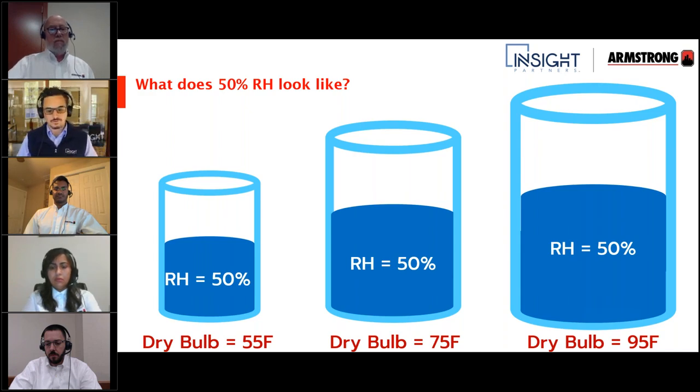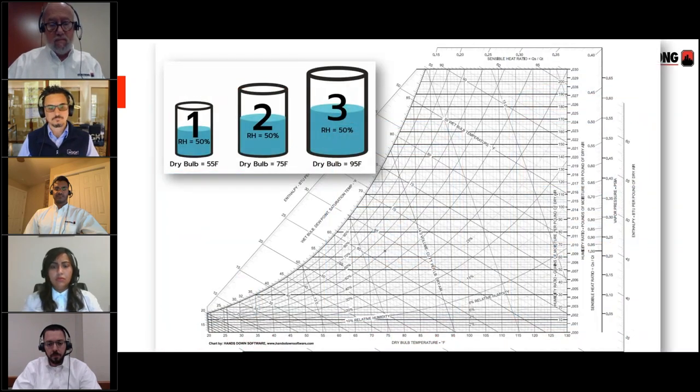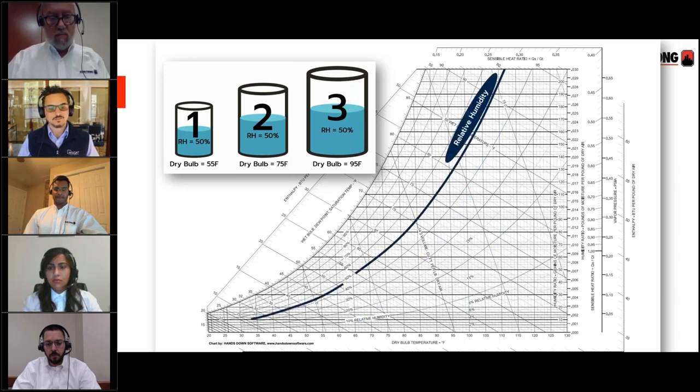50% relative humidity in each of these containers. And we're going to assign some numbers to these containers because we're going to take them over to the psych chart plot. So we're going to take these 3 points and plot them on the psychrometric chart, okay? And there's the 3 points up there for reference. So first we'll pick out the relative humidity line, which is at 50%, which they all share.